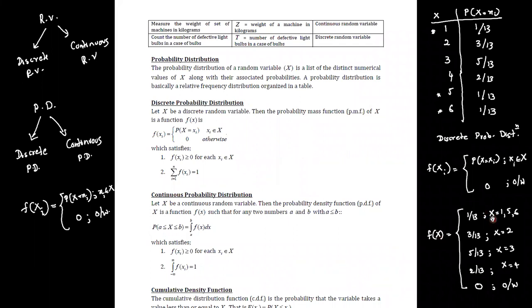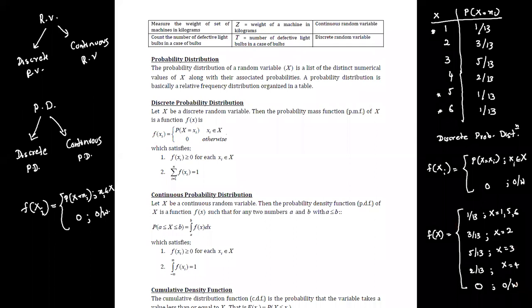Since we can see for the values of x equals 1, 5 or 6, we can have the value as 1 over 13. For the value of x equals 2, we can have 3 over 13. Likewise, we may have the other probabilities, and we get 0 otherwise.